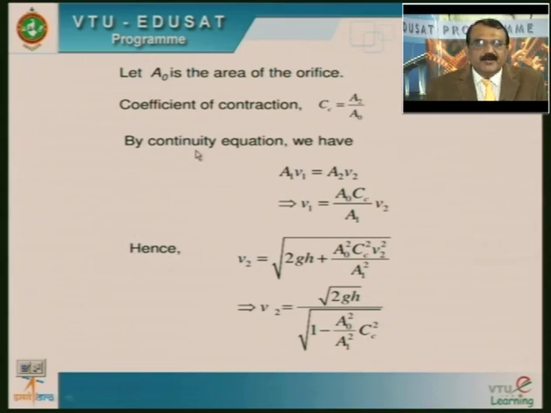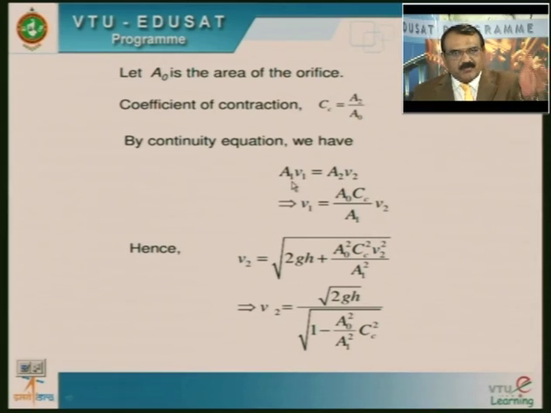Now apply the continuity equation. By the continuity equation, we know that A1 V1 is equal to A2 V2. Whatever discharge is flowing at A1, or section 1, the same amount of discharge, after flowing through the orifice, also passes through section 2, A2 V2. From this continuity equation, V1 is equal to A2 V2 divided by A1.